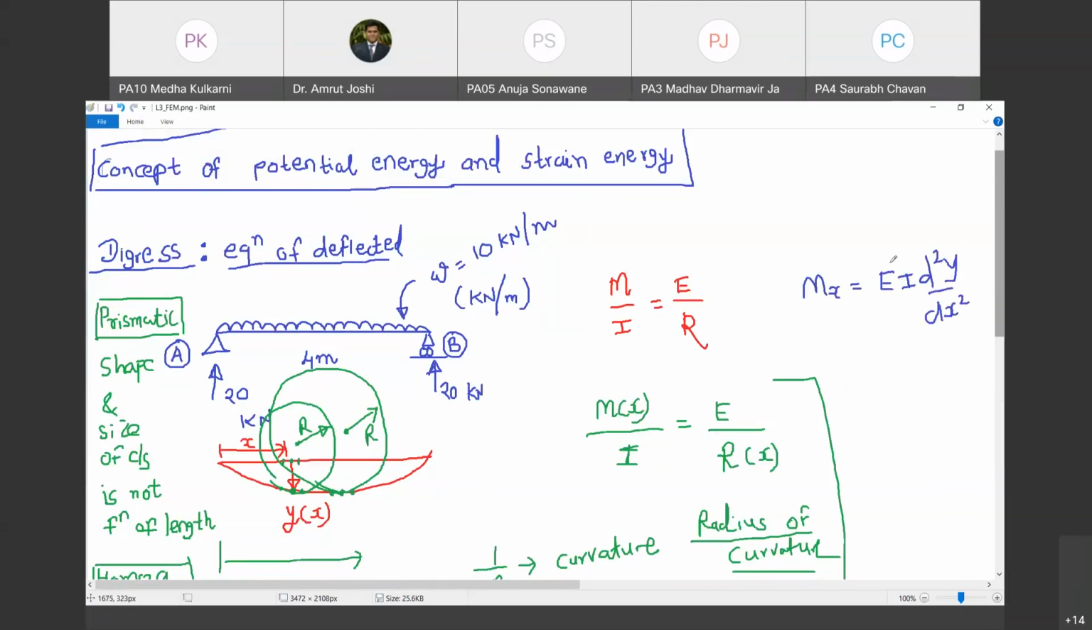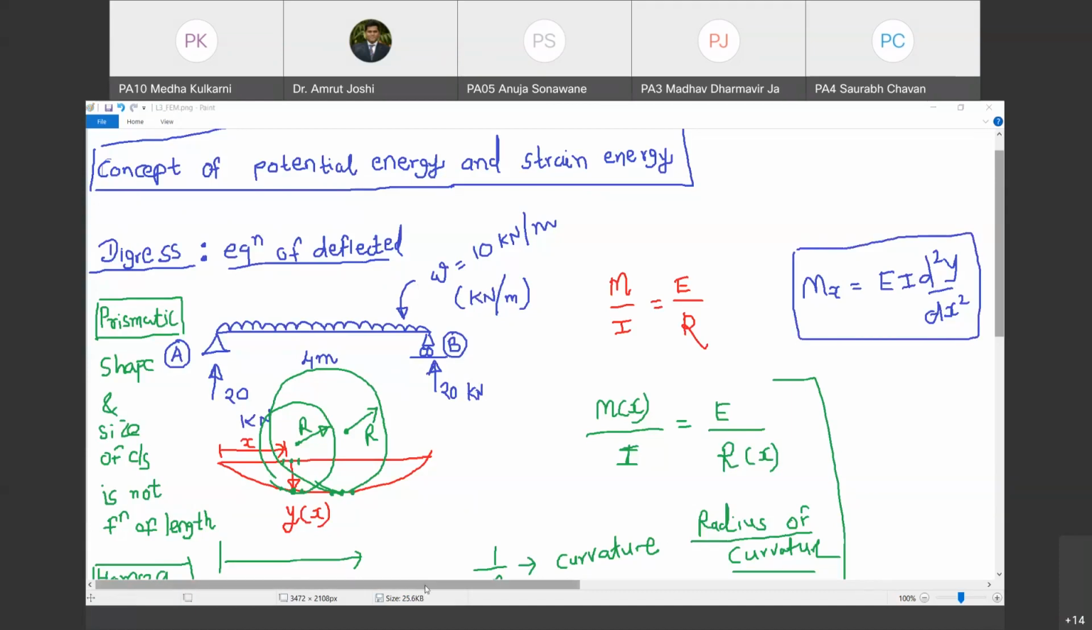E is constant with reference to x. I is constant with reference to x. Mx is changing with reference to x. And this is the governing differential equation for a beam. Do you agree with me? Yes, sir. So we call this the governing differential equation for beam.